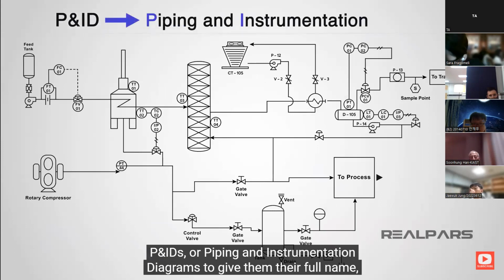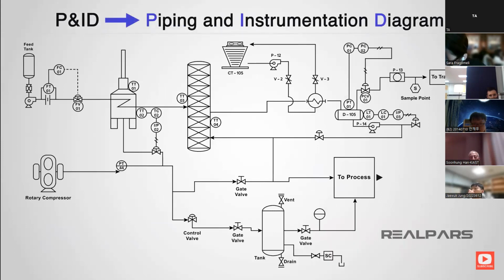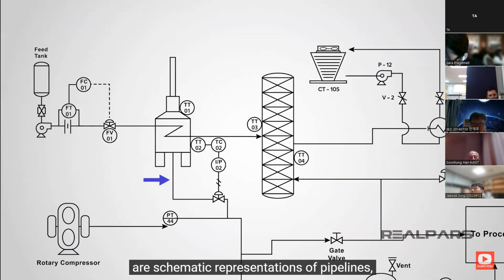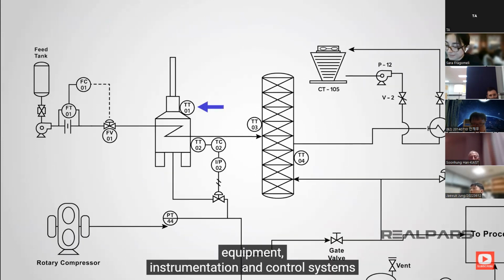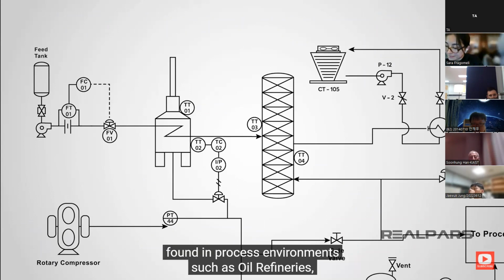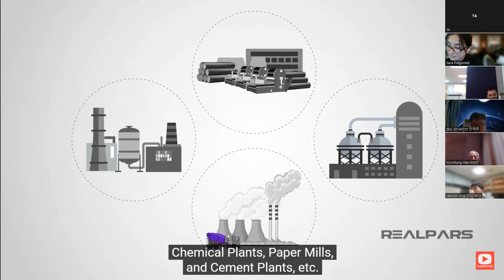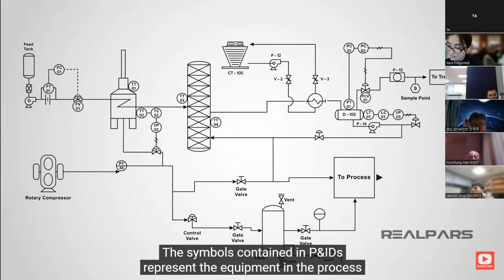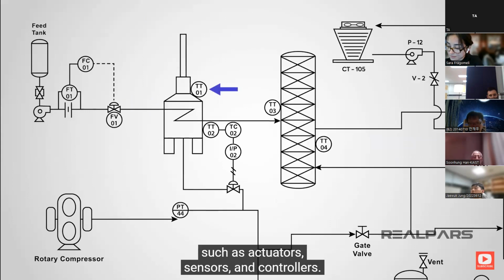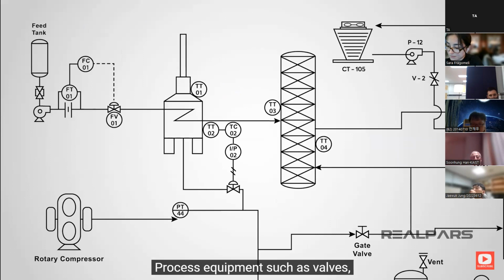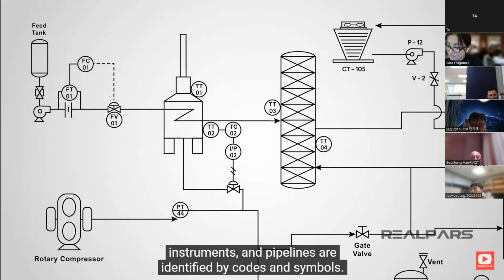P&IDs, or piping and instrumentation diagrams to give them their full name, are schematic representations of pipelines, equipment, instrumentation, and control systems found in process environments such as oil refineries, chemical plants, paper mills, and cement plants, etc. The symbols contained in P&IDs represent the equipment in the process, such as actuators, sensors, and controllers. Process equipment such as valves, instruments, and pipelines are identified by codes and symbols.